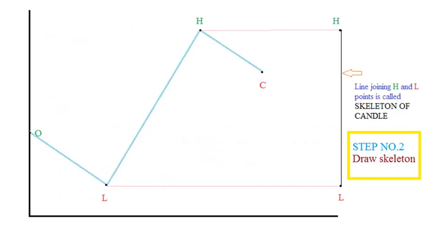So I'm just going to show this to you. Draw the lowest point, draw the highest point, and extrapolate the lowest and the highest point on the right hand side. So this is the lowest point here, extrapolate this lowest point on the right hand side, and then extrapolate this highest point on the right hand side. And once you extrapolate these 2 points, this is the lowest point of the candle and the highest point of the candle, and joining them becomes the skeleton of the candle. Now what do you do next?